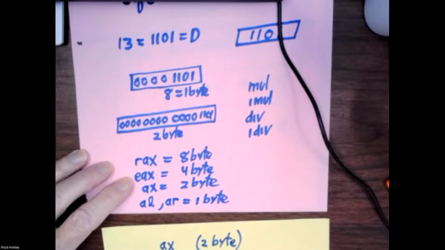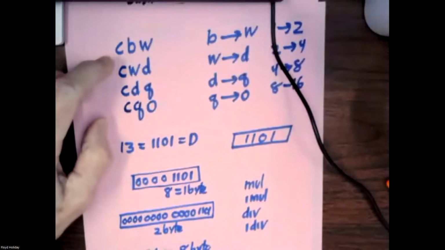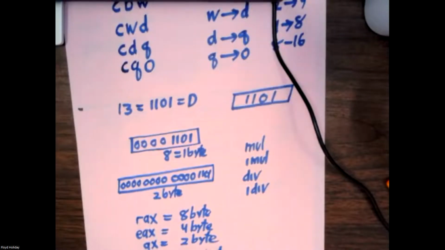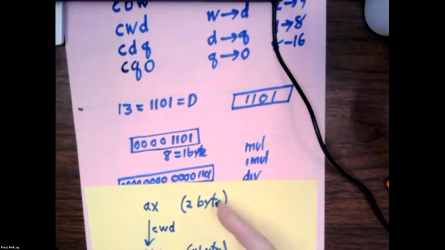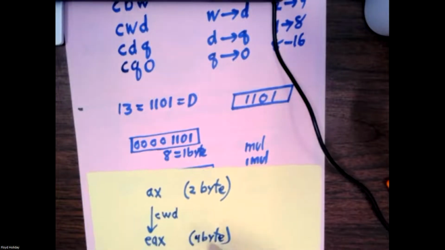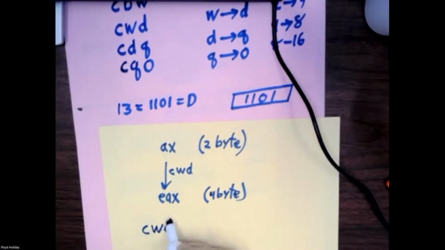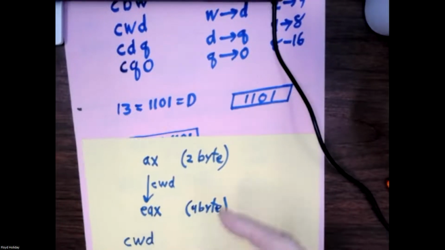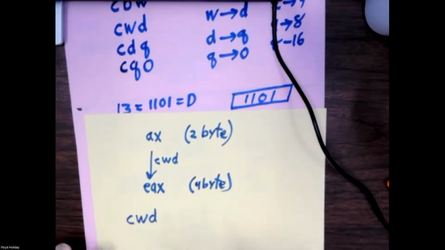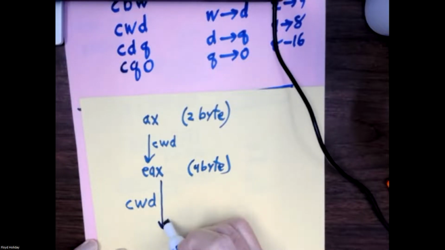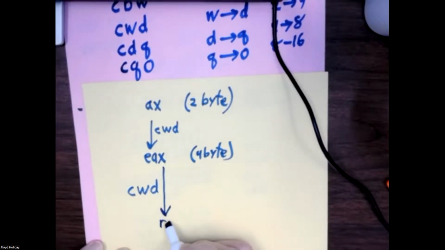Then your source code will simply say CWD. 2 bytes is a word, and the destination is a double. That's 4 bytes. It takes no parameters. It just stands all alone. CWD acts on AX, and it creates EAX to have the same numeric value. Got it?